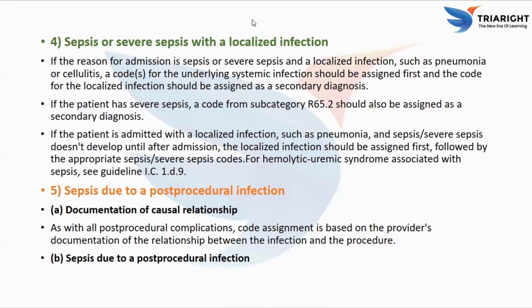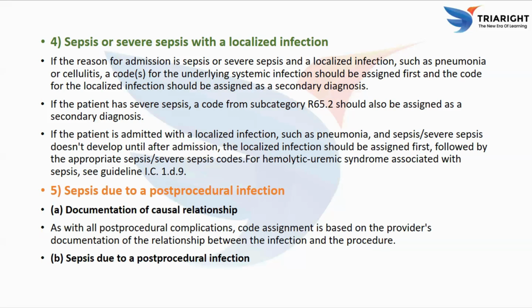The next guideline is sepsis due to a post-procedural infection. This refers to sepsis caused by a complication of a medical procedure such as surgery, catheter insertion, dialysis, wound closure, device placement, pacemaker, central line, etc. What about documentation of a causal relationship? Coding requires clear documentation from the provider that the procedure caused the infection and that infection led to sepsis.